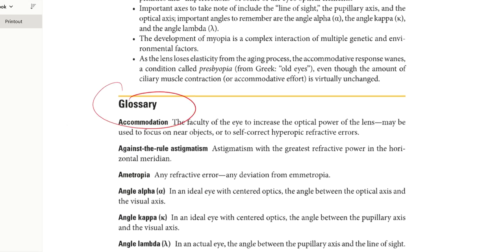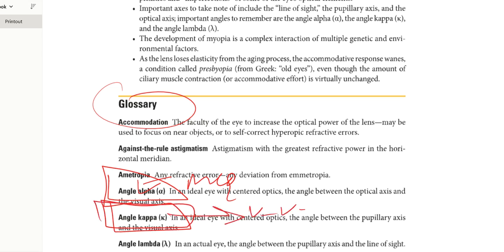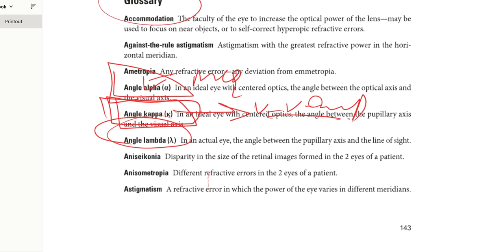Glossary definitions are all important, but I will tell only the most important ones: angle alpha, past MCQ, angle kappa. Very important. It has come 2 or 3 times, and lambda is also important. All these definitions are important. Okay.